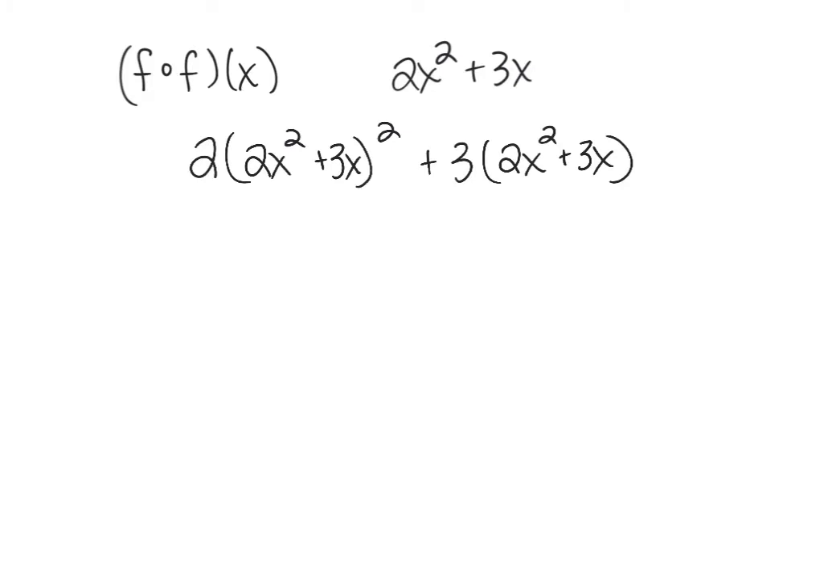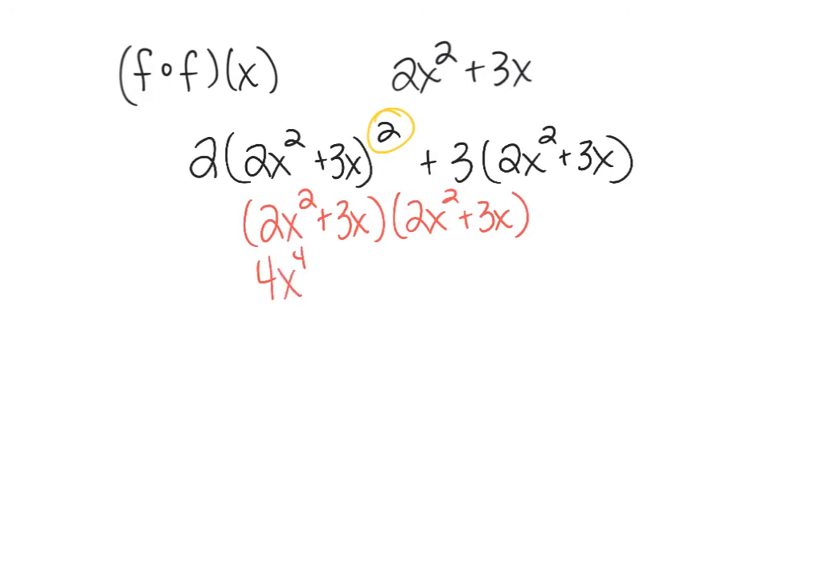So we've made our substitution. Now we need to look at our order of operations. Within the parentheses, I can't do anything. Now I need to deal with that squared. So let's write this twice. 2x squared plus 3x, 2x squared plus 3x. That's going to be 4x to the 4th when I multiply my first together. Then my outer will be 6x cubed. My inner will be another 6x cubed, and my outer will be 9x squared.